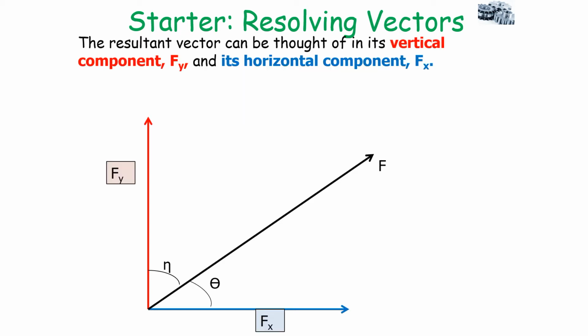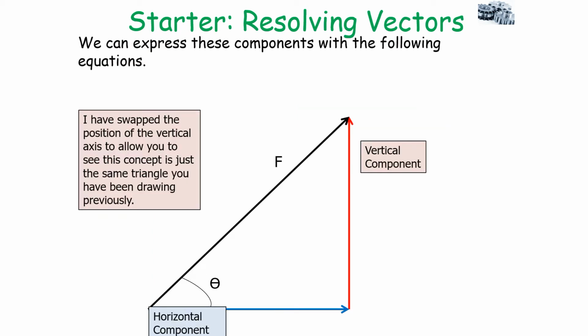Now, our resultant vector can be thought of as a sum of its vertical component Fy and its horizontal component Fx. Fy because of the y-axis and Fx again because of the x-axis. We know from Pythagoras that F squared is equal to Fy squared plus Fx squared. Let's show you where this comes from by swapping the position of the vertical axis so you can see that's just a right angle triangle made with our horizontal and vertical components.